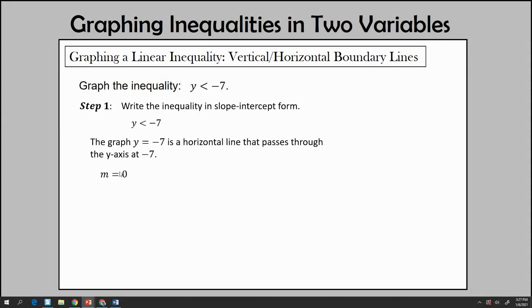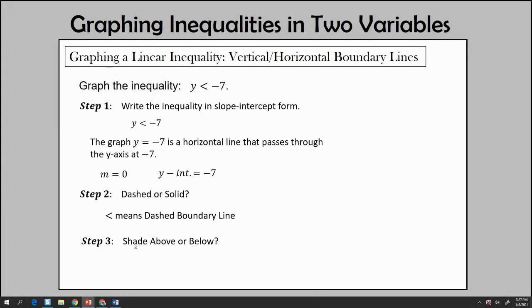Now, should that boundary line, or actually, let me back up. What does that mean? The slope is 0. The y-intercept is obviously -7 because we're going through the y-axis at -7. We really don't need these two. I just kept them in there to make sure we're all on the same page here. Second step, should it be dashed or solid? Well, less than says dashed.